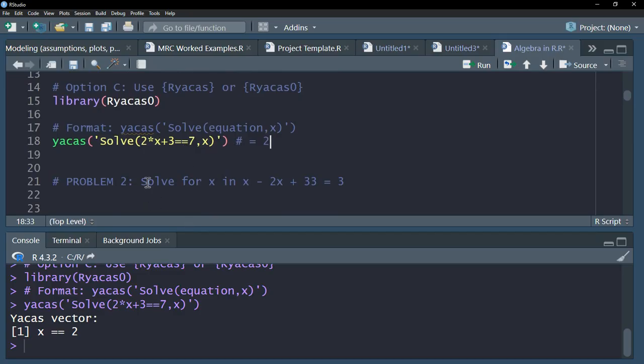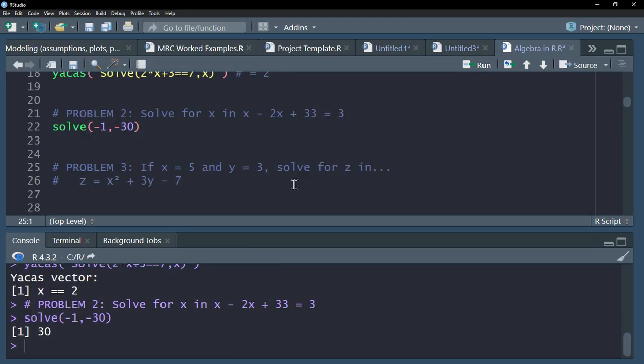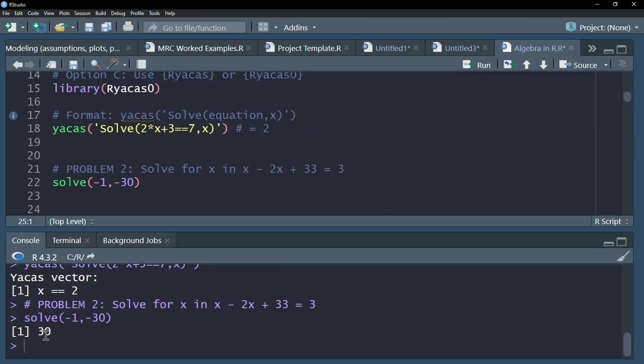Let's do another real quick. We're solving for x in x minus 2x plus 33 equals 3. This one looks like kind of a pain to rearrange. Like if we wanted to use solve, we'd have to think, okay, after we subtract 2x, we'll end up with a -1 coefficient. And then we subtract 33 from both sides, we end up with a -30 coefficient. So this would work. You see, we get 30 is the answer. We could do it that way.